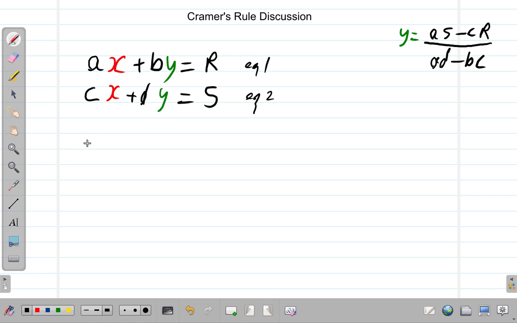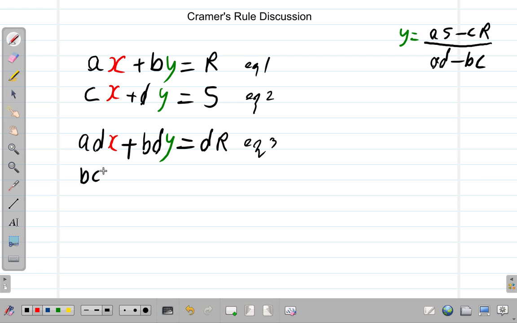Equation 1 by d gives us adx plus bdy equals rd, dr. Let's keep it in alphabetical order. This is equation 3. Then equation 2 by b gives us bcx plus bdy equals b times s, bs. Let's call this equation 4.